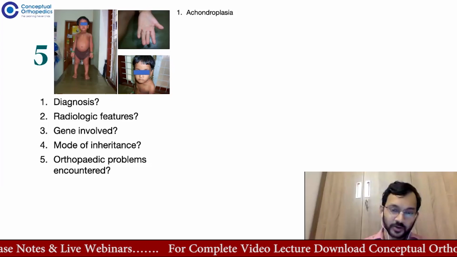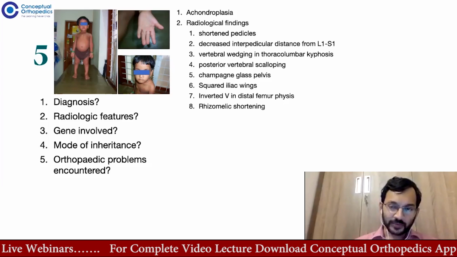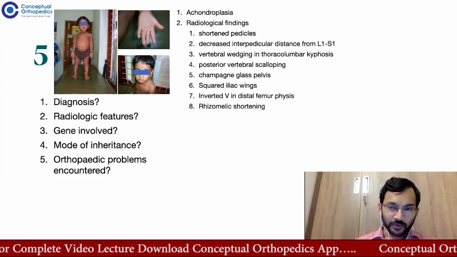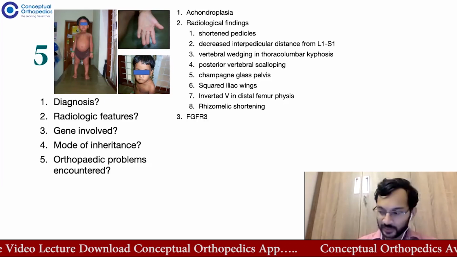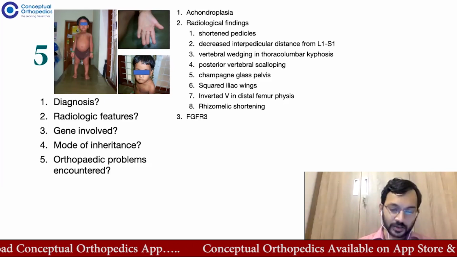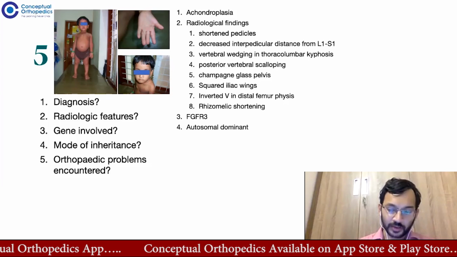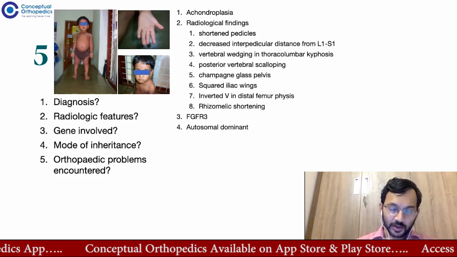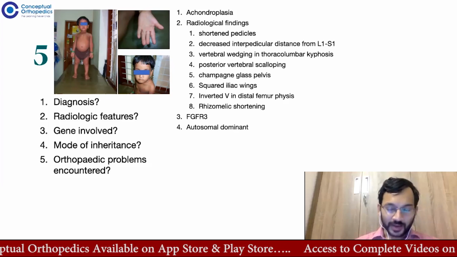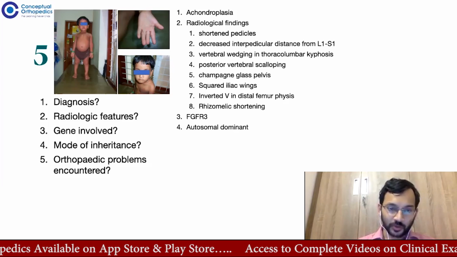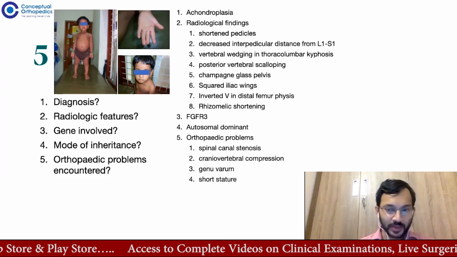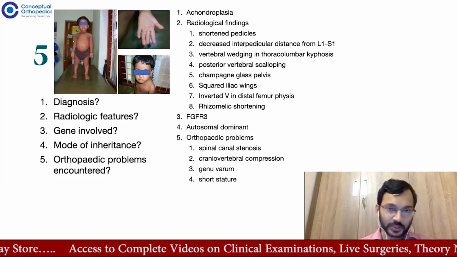Very good. Like you rightly told, the radiological features you've mentioned, out of the 8, you've mentioned 4 to 5 straight off. So that will give you full marks on that. The gene involved indeed is the FGFR3 gene, not 23, which is present on chromosome 4. Not important, but if they ask, it's on chromosome 4. It is an autosomal dominant condition, and the orthopedic problems, like you rightly told, are spinal canal stenosis and genu varum. There can be craniovertebral compression as well as short stature, which is rhizomelic.